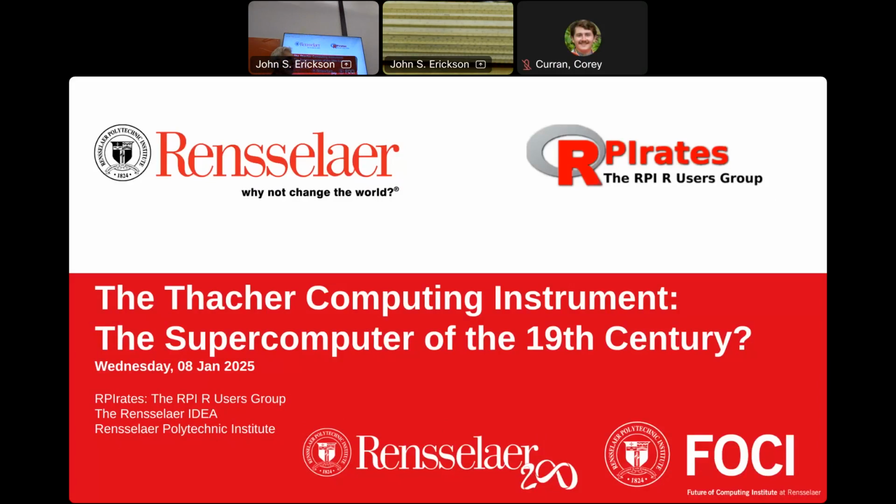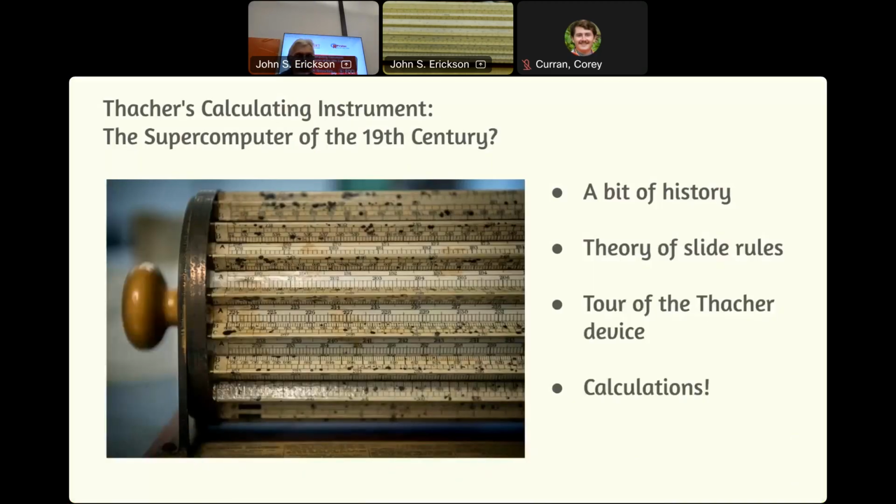We are going to focus on the Thacher Computing Instrument, the supercomputer of the 19th century, invented by RPI graduate Edwin Thacher. He was an 1863 Civil War era graduate of RPI, and patented this device in 1881. Tonight we have the Thacher device in person, so we'll have the opportunity to demonstrate it, and you can actually touch it if you would like.